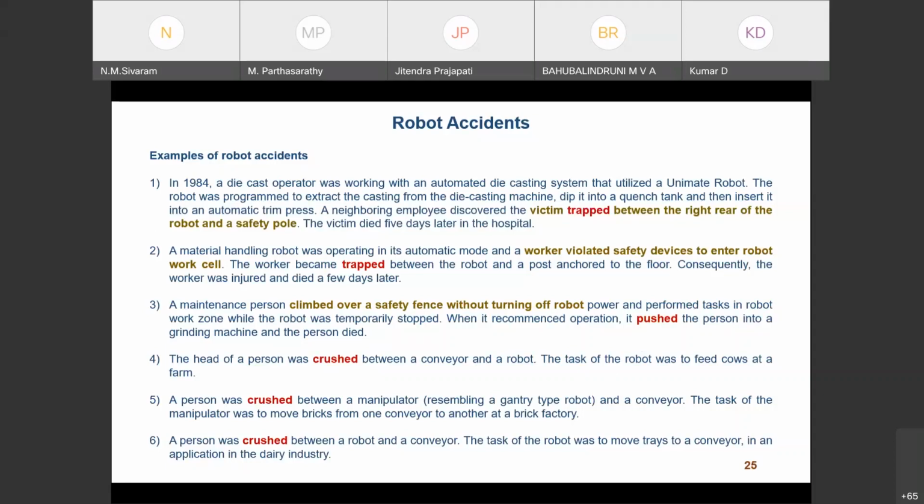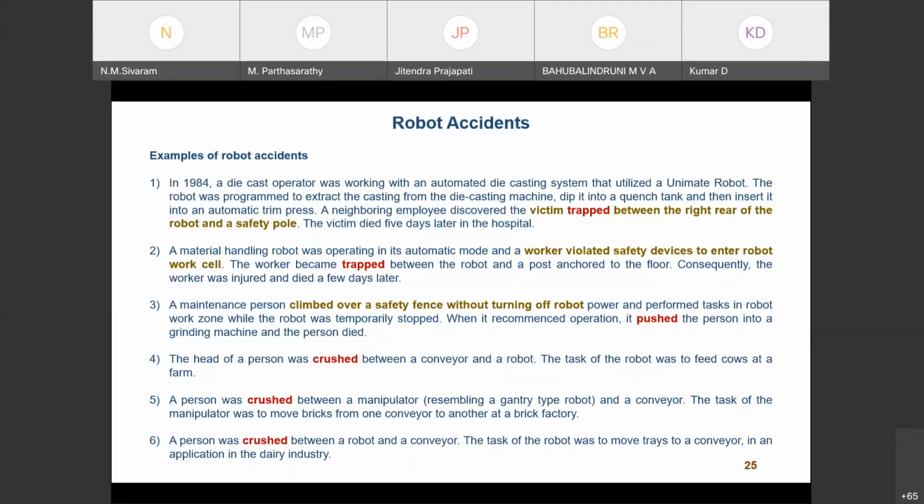I hope you understand the die casting machine. The robot has to remove the cast product once the mold opens. After removing the cast product, it has to dip the casting into a quenching tank. Then it has to place it in the automatic trim press, where the excess materials are removed. That is the basic function of that robot.